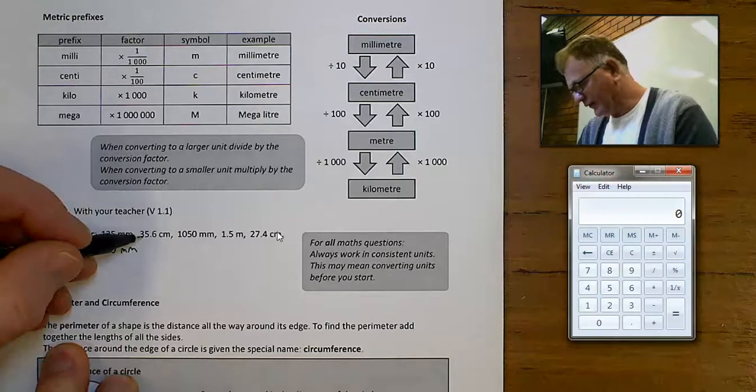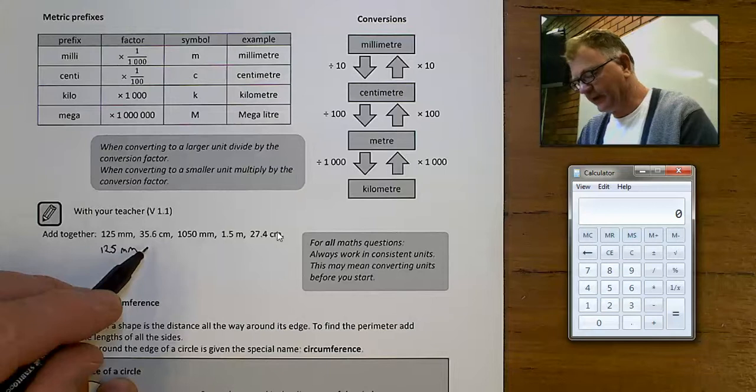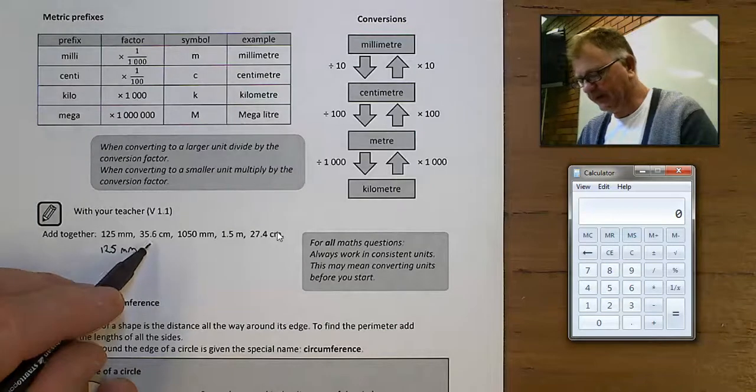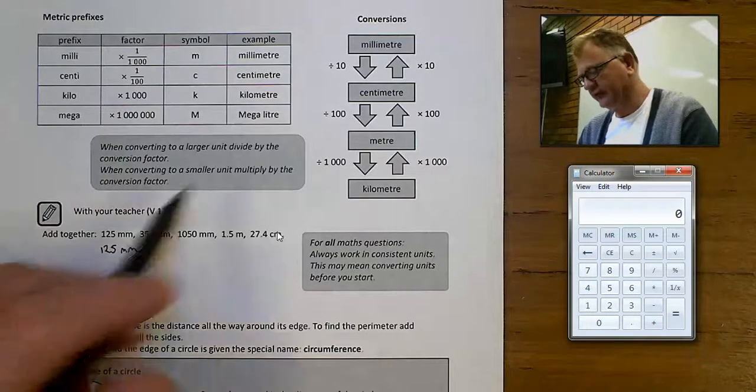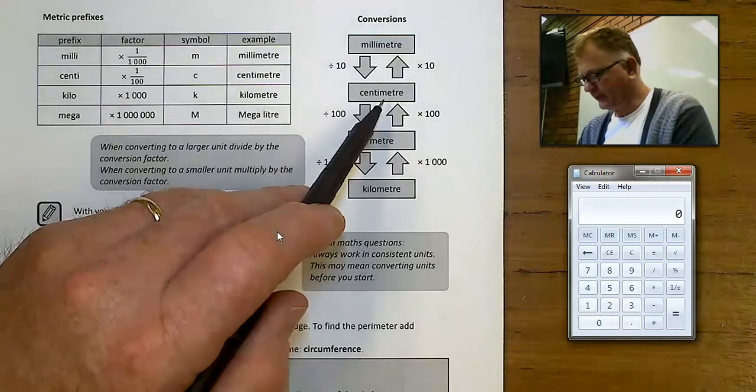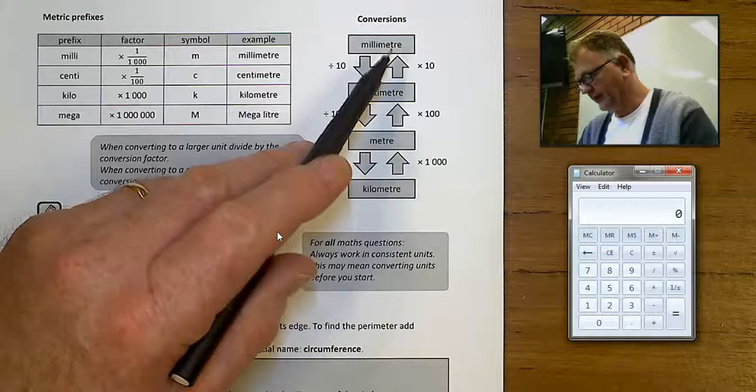And this one I'm going to convert into millimeters as well. Now it's already in centimeters. To change centimeters into millimeters, times it by 10, because there are 10 millimeters in a centimeter. You could use this diagram over here if you wanted, changing centimeters into millimeters, times by 10.